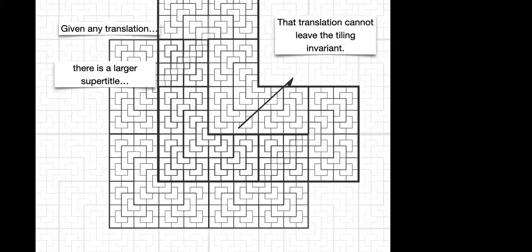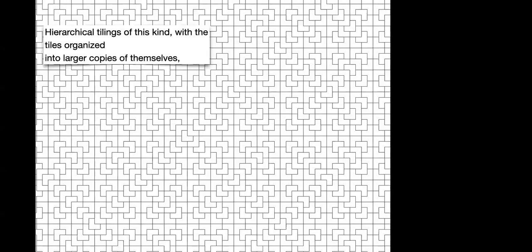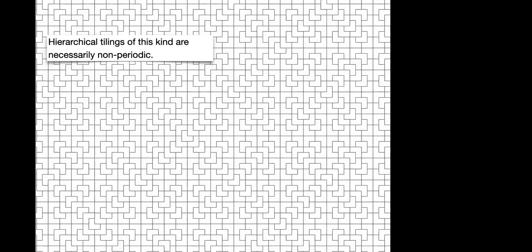That's the contradiction. I mean, you can see it visually, but the contradiction is that this tile, say, is in a unique hierarchy, but it's in two giant L's. That's the end of it. So these are necessarily non-periodic. And here's a cool little movie.